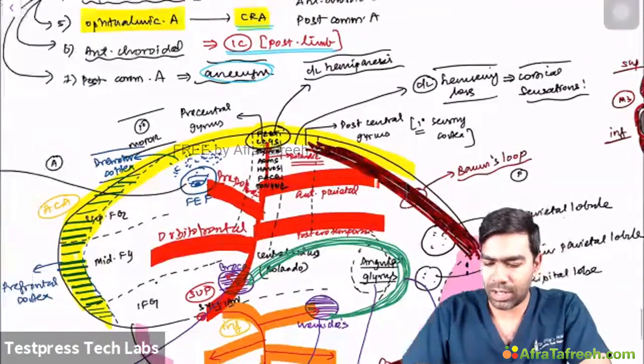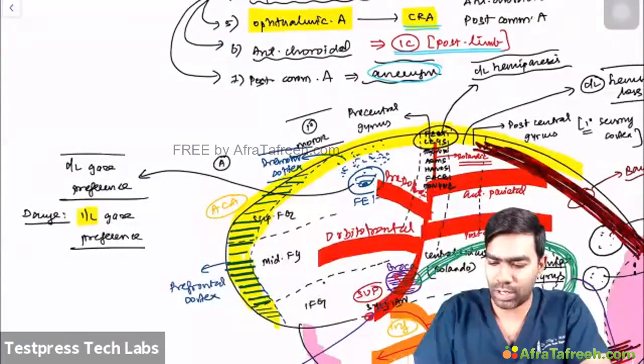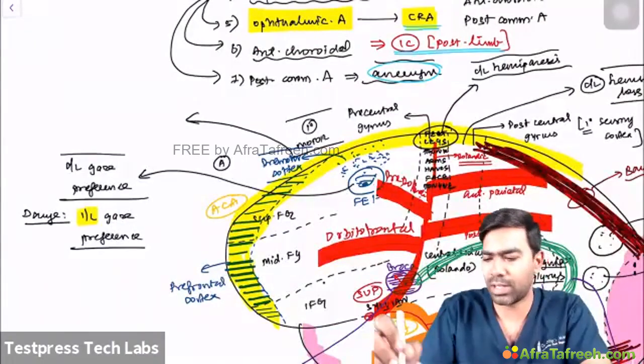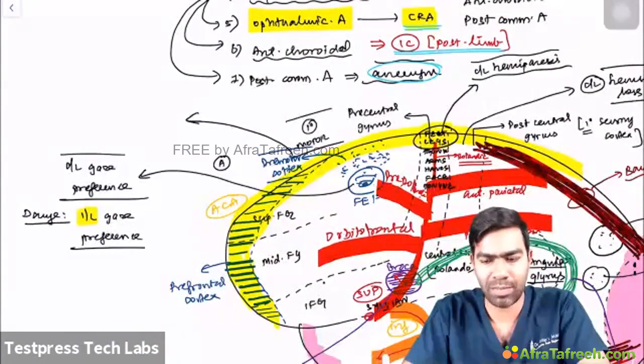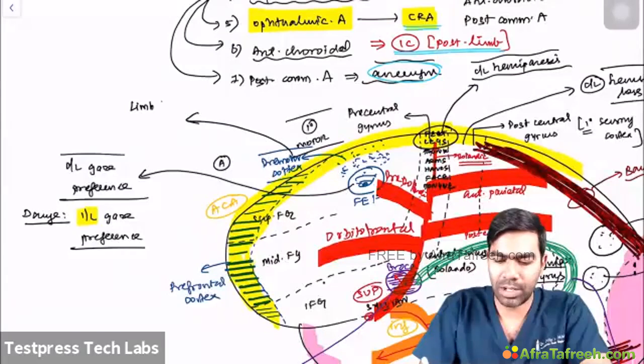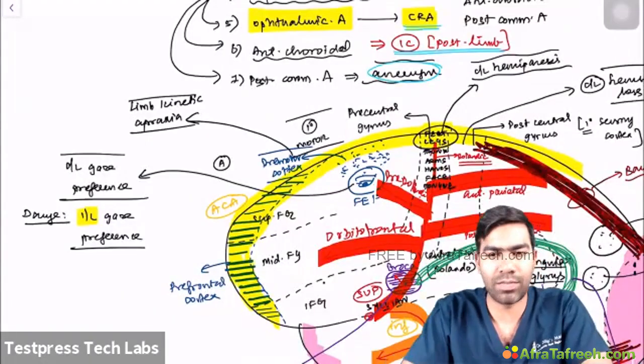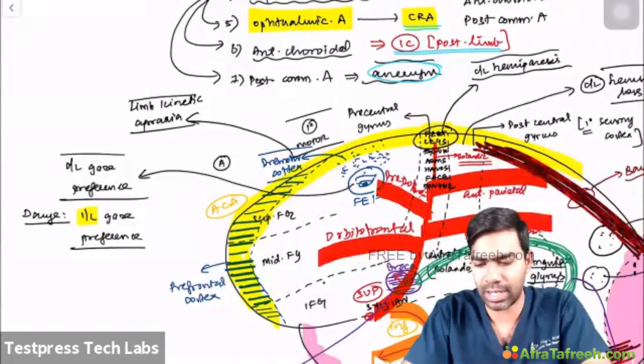And apart from that, if my premotor cortex is damaged, what will be the result? There is a type of apraxia called limb kinetic apraxia. I'll tell you the difference between each and every apraxia in some time. That's called limb kinetic apraxia. That's what you will get if you have damage in the premotor cortex. Again, partly it is in the ACA territory and partly it is in the middle cerebral artery territory.